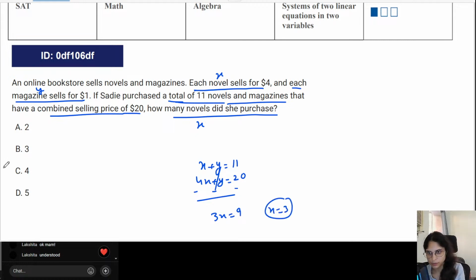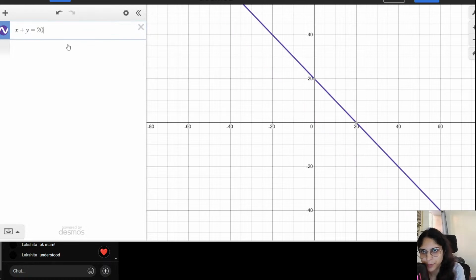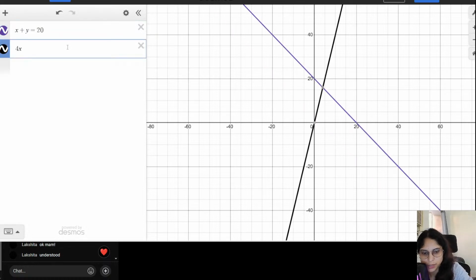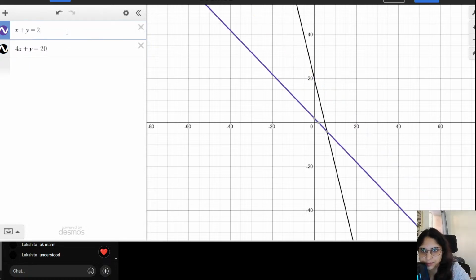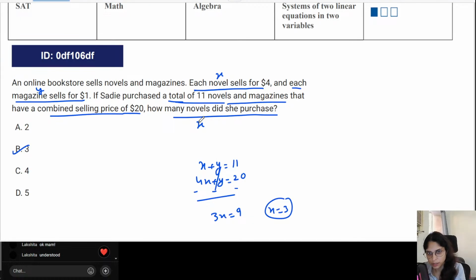She purchased 3 novels. You can also put them in Desmos. X plus Y equals 11. 4X plus Y equals 20. The intersection is 3 comma 8. They're looking for X. 3 is your answer. So always do this. Like what is your variable, then it will be helpful. So they'll be looking for X. So 3 novels.